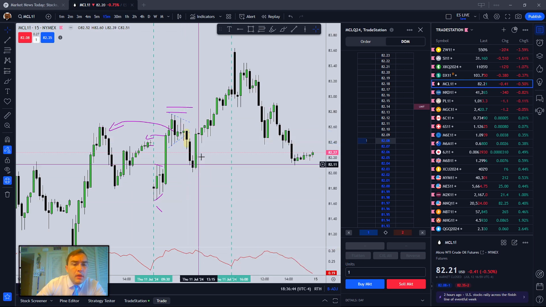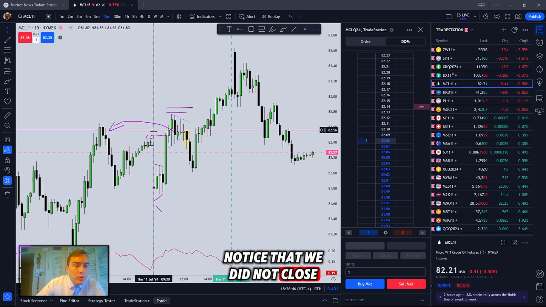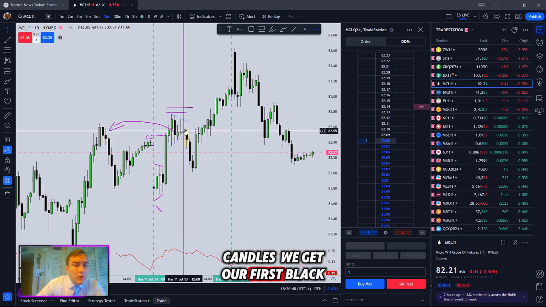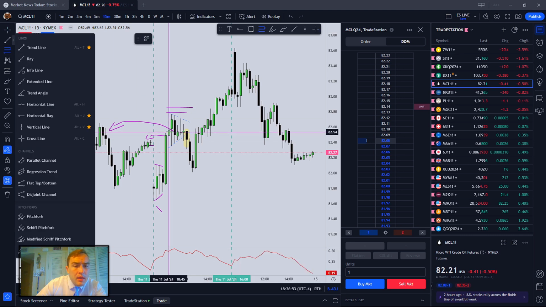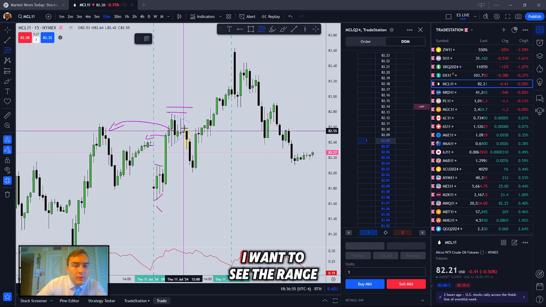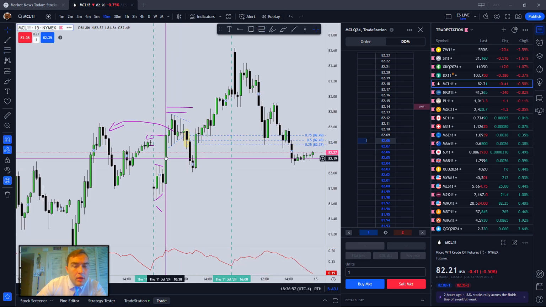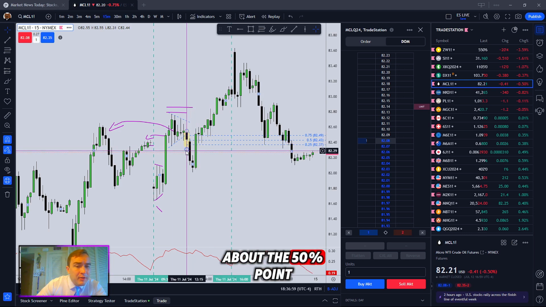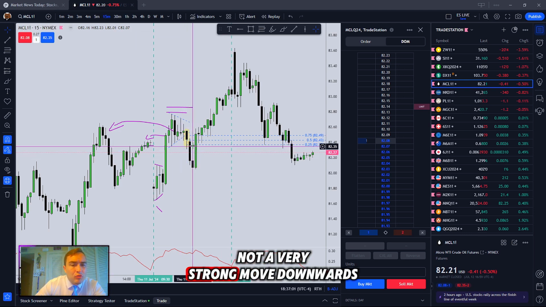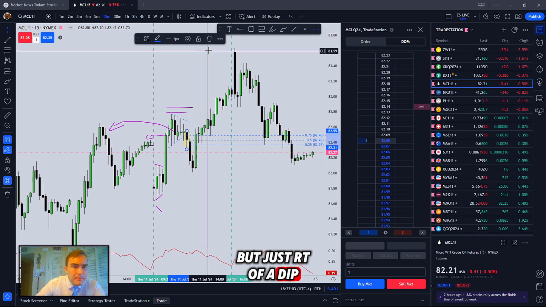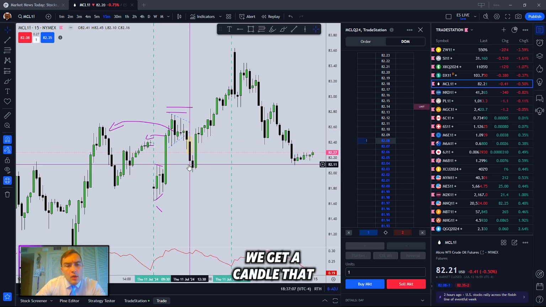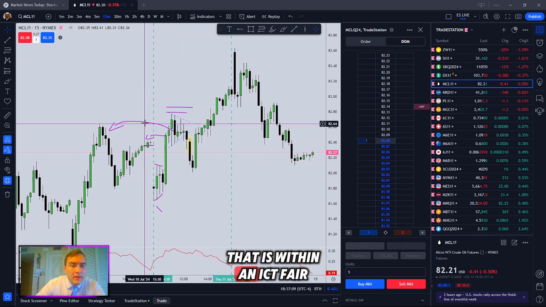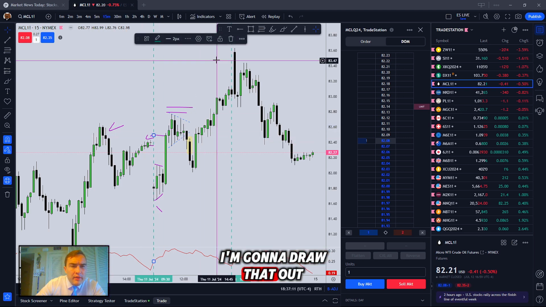Next candle, notice that we did not close below the prior four candles, so we get our first black candle in a while, first indication of some market weakness. In that particular 15 minutes, I want to see the range of that candle. Notice that we closed right at about the 50% point, so not a very strong move downwards, but just sort of a dip downwards. Next candle, we get a candle that is within an ICT fair value gap, so I'm going to draw that out.